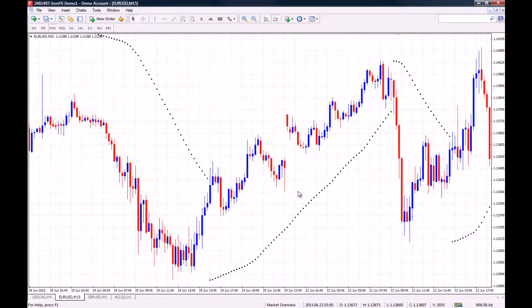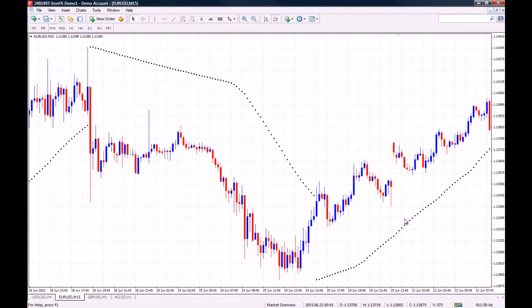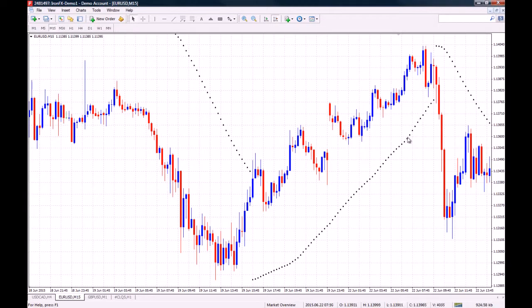Now, first of all, what you need to remember is that when the parabolic SAR is below price, it means that we are in an up move, and when the parabolic SAR is above price, it means that we are in a down move, okay? Now, the first setup that I'm going to show you is this short setup right here, okay? And remember that because we are in an immediate move to the upside, we are going to look for a break to the downside of this parabolic SAR.